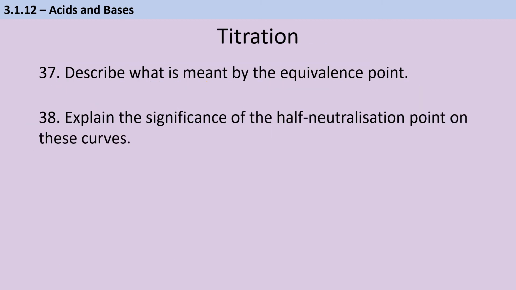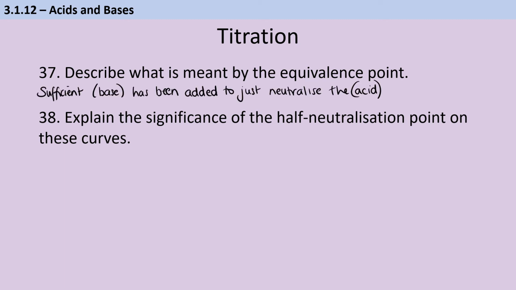The equivalence point is that neutral point where just enough base has been added to neutralise the acid, or just enough acid has been added to neutralise the base, depending on the titration you've done. The half neutralisation point on a titration curve is really important. It's the point where half of the acid has reacted, and the reason it's so important is because crucially at that point pKa is equal to pH, and so we can use this to help us to complete calculations.